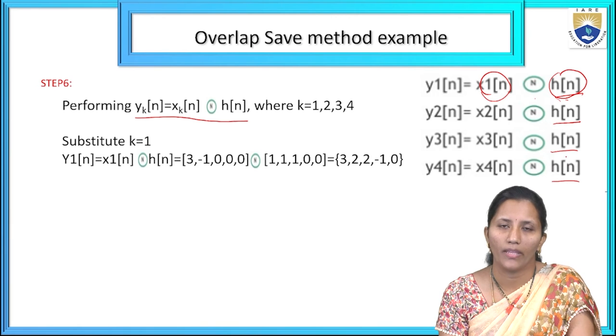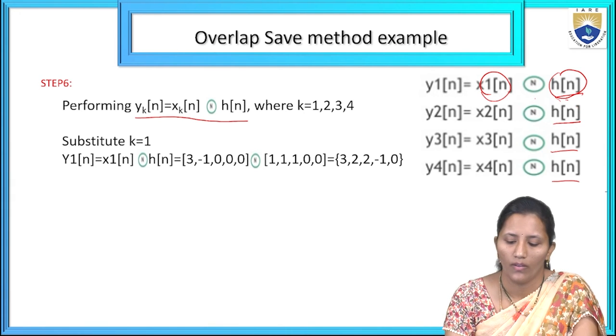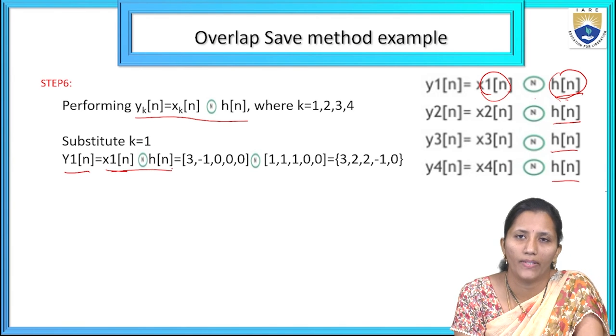Impulse response here in the problem they gave 1, 1, 1, but we have to take h of n with the L minus 1 zeros padded here. So for k equal to 1, y1 of n is equal to x1 of n circularly convolved with h of n.